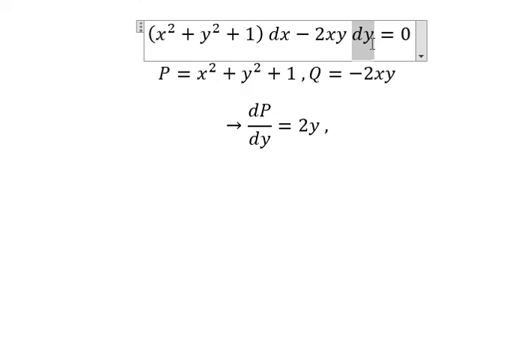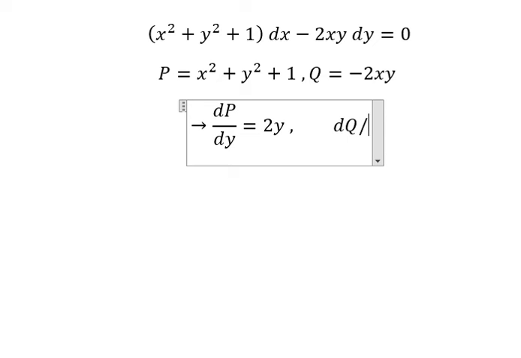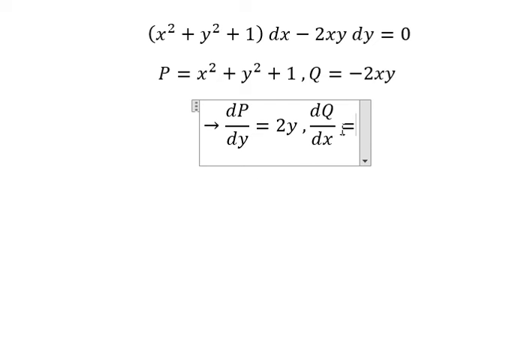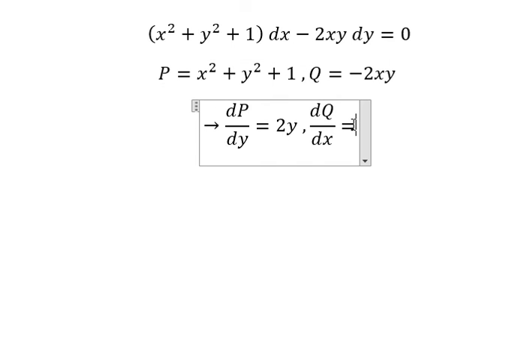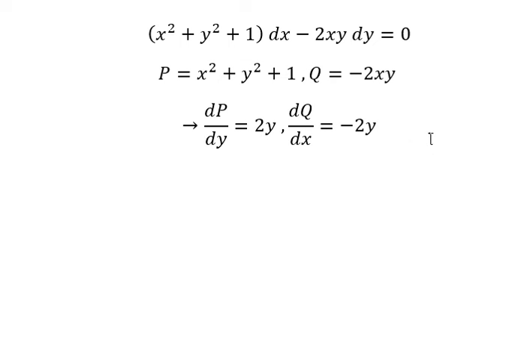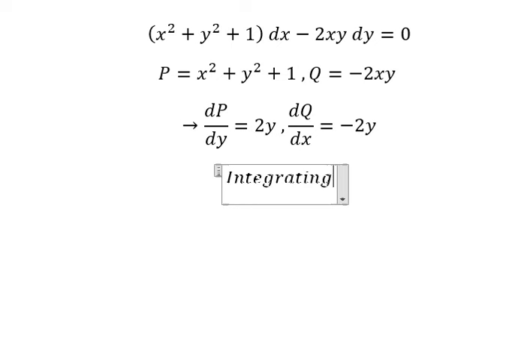We have dy. So we do first derivative of q with respect to s. So we have only s. First derivative of s, we have number 1. So we have negative 2y. We see that this one is not the same as this one. So in this situation, we need to use an integrating factor.